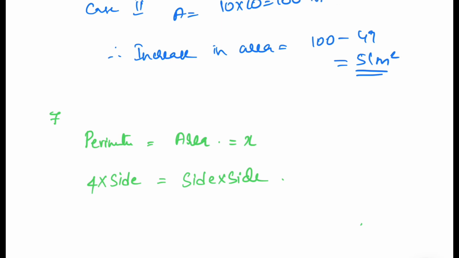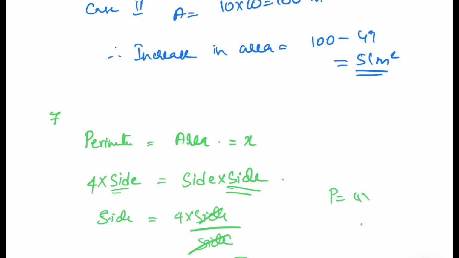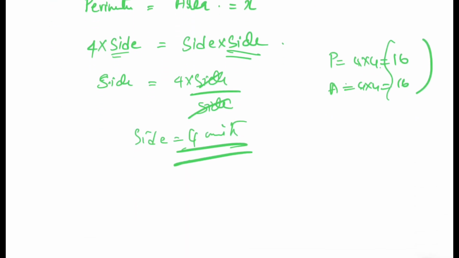So how can you find out? Let me keep one of the sides here. So side equal to 4 into side by side. Okay, so it gets cancelled, right? So each side should be equal to 4 units. So let's check. If each side is 4 units, will it be the same? So what will be the area in that case? 4 into 4, that is equal to 16. Perimeter will be 4 into side, so also 4 into 4, that is 16. So this is the correct answer. Side should be equal to 4 units in that case.